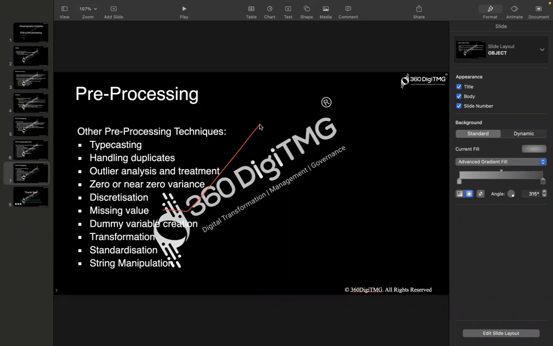So what are the types of missing values? Missing data are typically grouped into three categories. They are missing completely at random, MCAR. When the data is MCAR, the fact that the data is missing is independent of the observed and unobserved data. Then we have missing at random and missing not at random also.